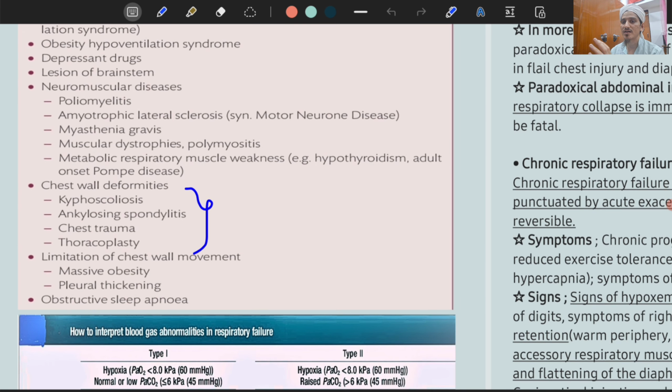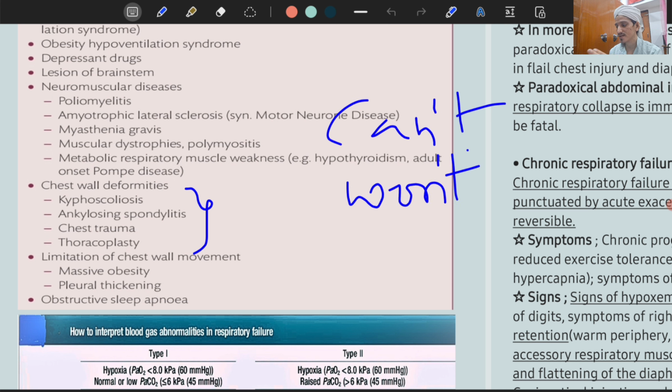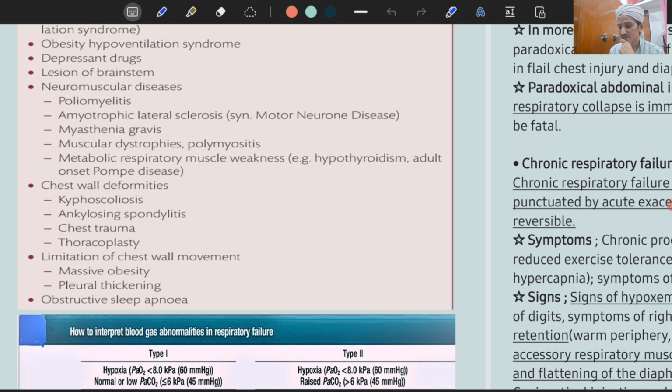Remember the causes of hypercapnic respiratory failure as can't breathe and won't breathe. Here it is given. This is actually from Oxford, pulmonary and non-pulmonary. Remember easily by this. Okay, limitation of chest wall, obstructive sleep apnea. That's all. So now we will move on to one last table because the time is up, we will discuss other things in the other class.